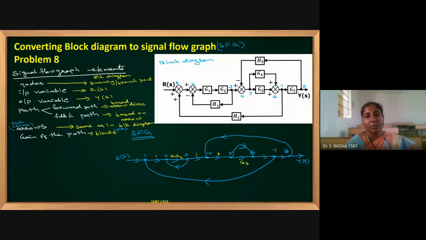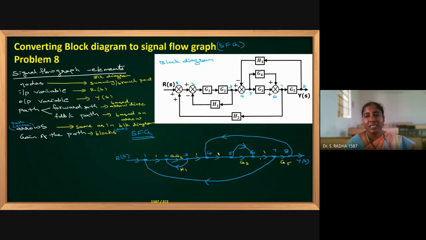This is called path gain. And between 6 and 7, nothing is there, so I will write 1. Between 7 and 8, G5 is there, that is the gain of the path. Between 3 and 2, H1 is there, this is the gain of the feedback path.